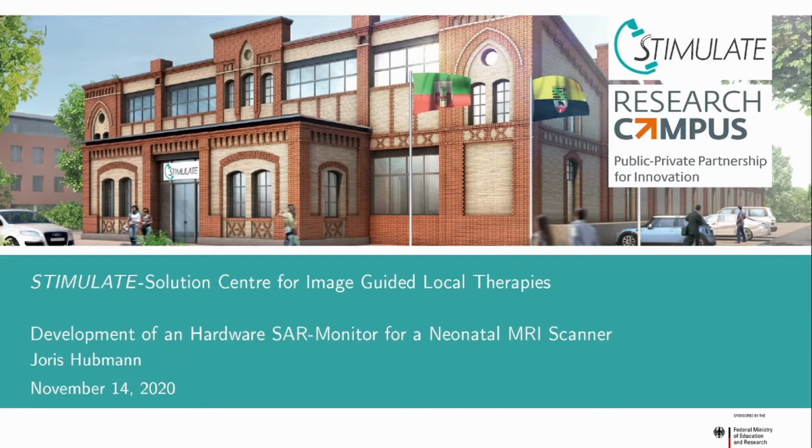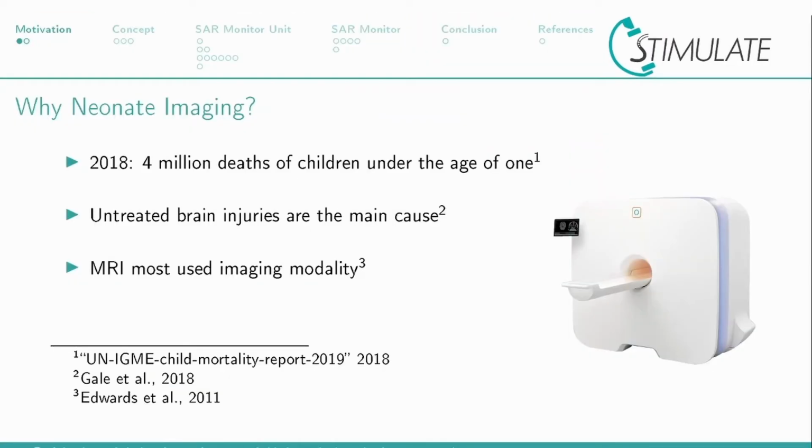Before I talk about the development itself, I'd like to give you a short introduction on this topic and point out its importance. In 2018, there were 4 million deaths of children under the age of 1, whereby one of the main causes were untreated brain injuries. In order to be able to treat them, they must be diagnosed. Therefore, neonatal imaging is essential.